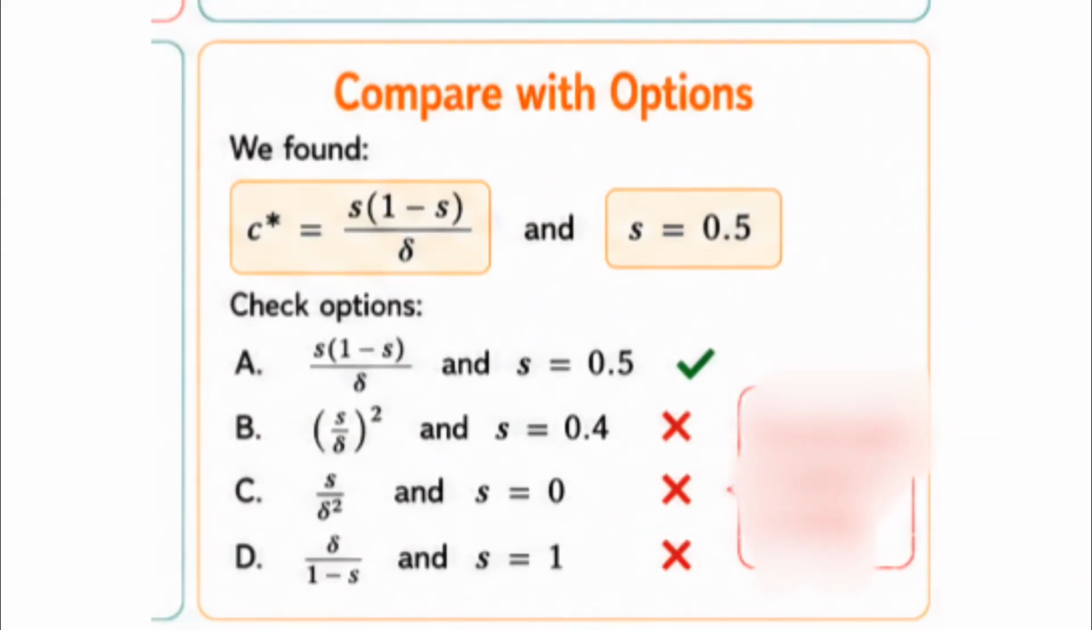We found our value, so it's time to check the options. Our findings show the steady-state consumption per worker is S times 1 minus S, all divided by delta, and the golden rule saving rate is exactly 0.5. Comparing this with the choices, option A matches our results perfectly.